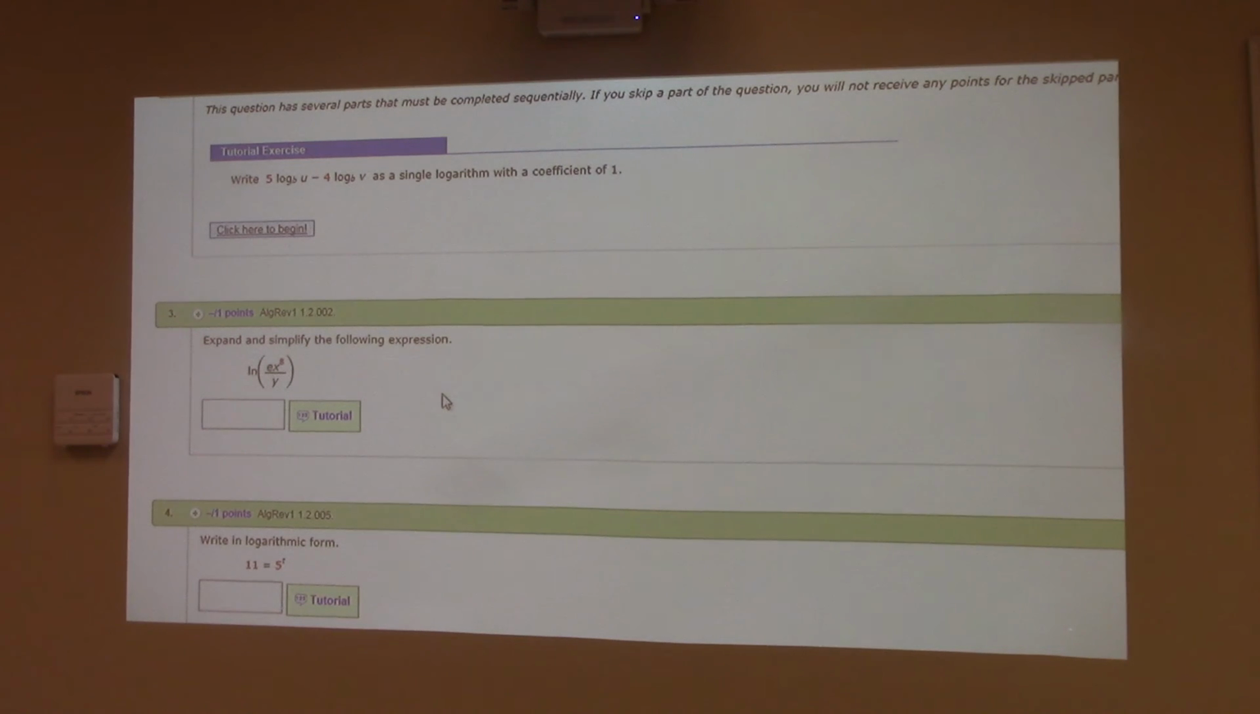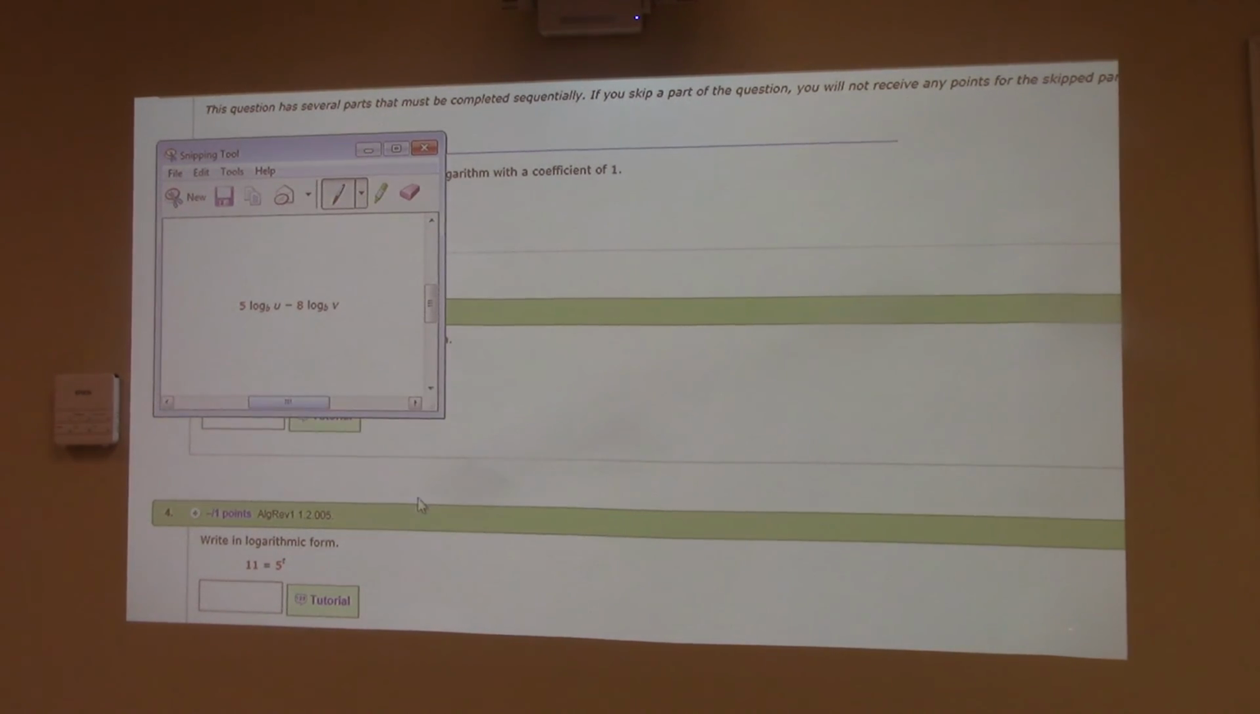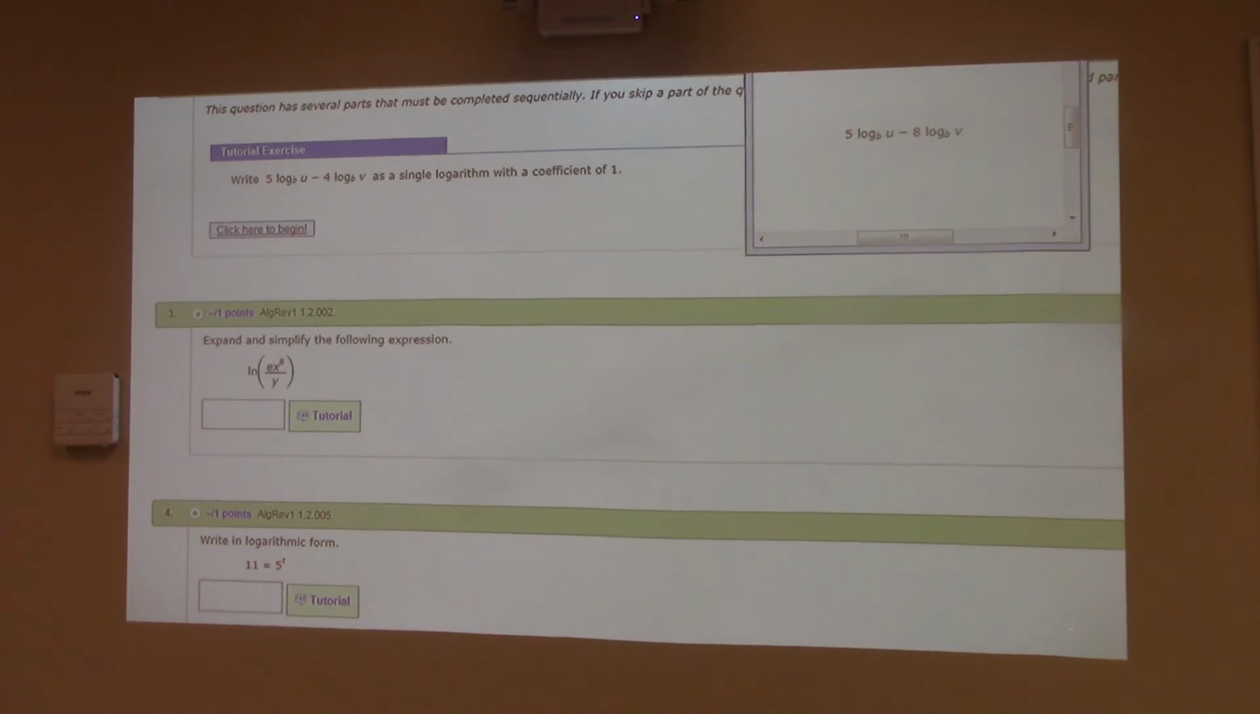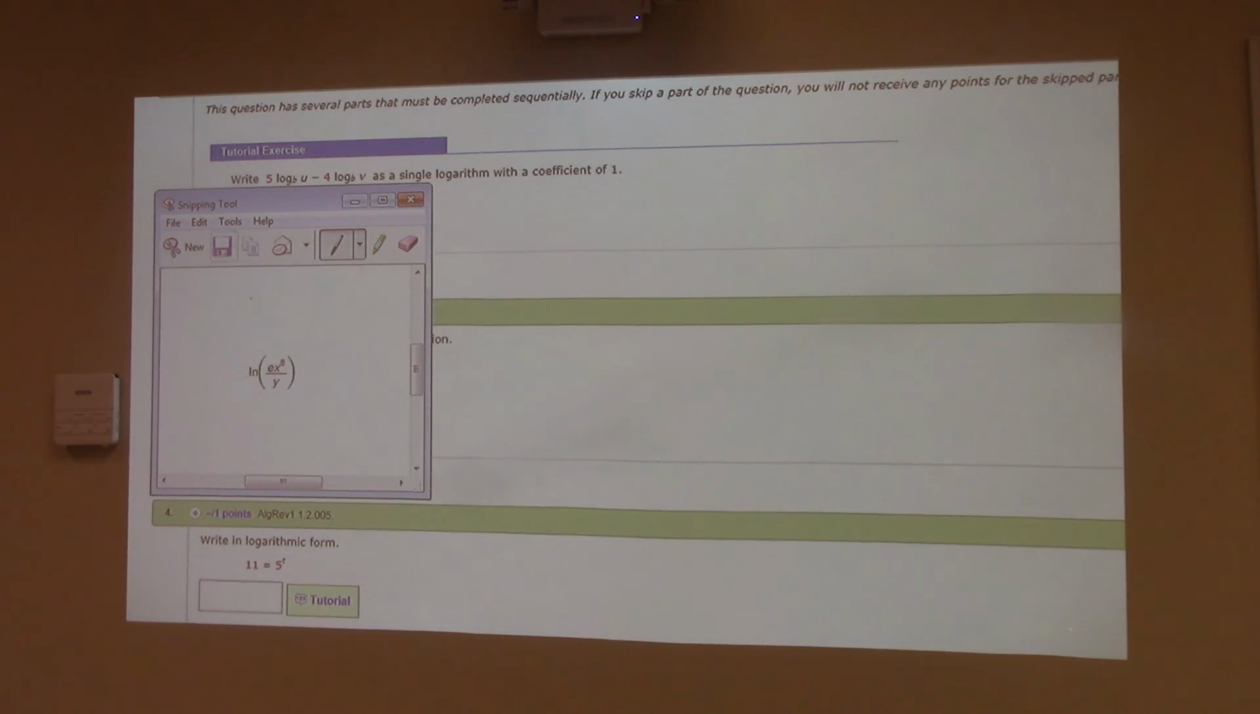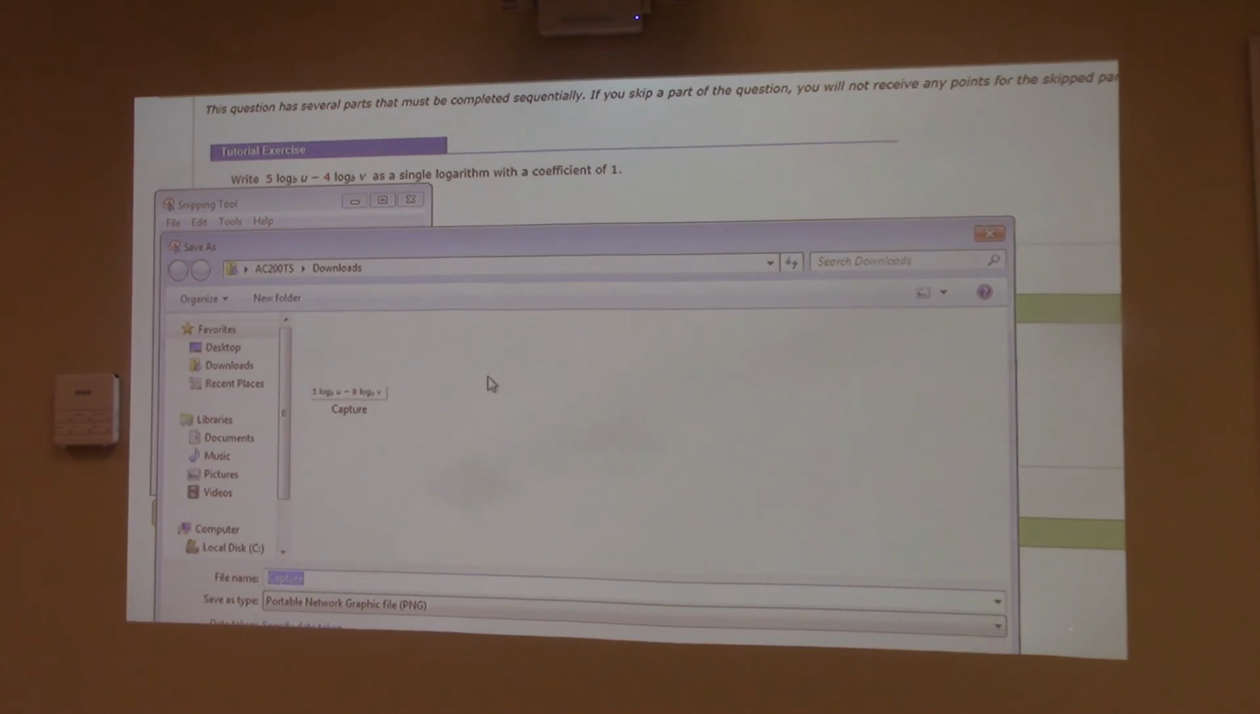I'll use my little handy-dandy tool. Why can't they use it? It's like a copy and paste tool. Why do they call it the snipping tool?